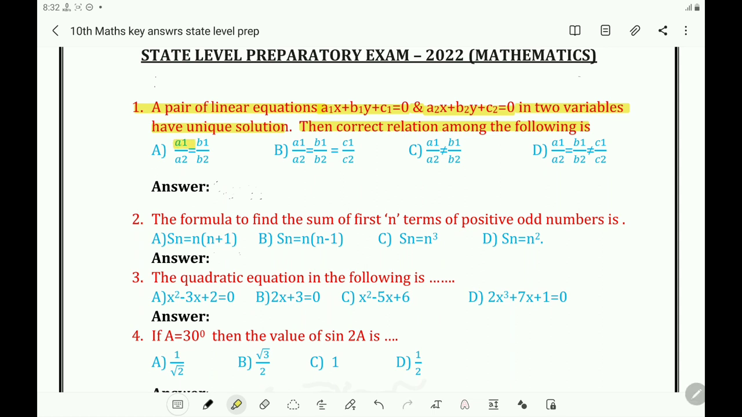And the option a1 by a2 equals b1 by b2 is not a correct relation. If a1 by a2 equals b1 by b2 equals c1 by c2, then the pair of linear equations has infinitely many solutions. If a1 by a2 equals b1 by b2 is not equal to c1 by c2, then there is no solution for the pair of linear equations. So, what is the answer? Answer is option C, a1 by a2 is not equal to b1 by b2.